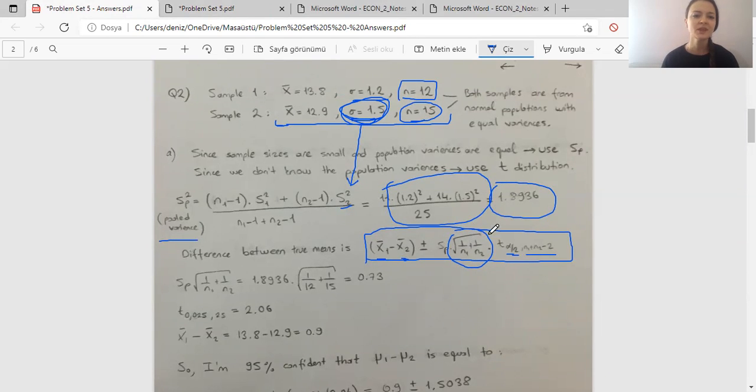So we're just putting the values. We have found Sp, the pooled value, here. Here we're going to write it, and n1 and n2 will come in here. So in this part, we're going to find 0.73. And the t value: our alpha was 5%, because we are constructing a 95% confidence interval. So our alpha is 5%.